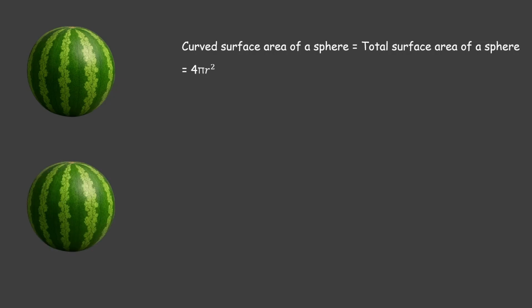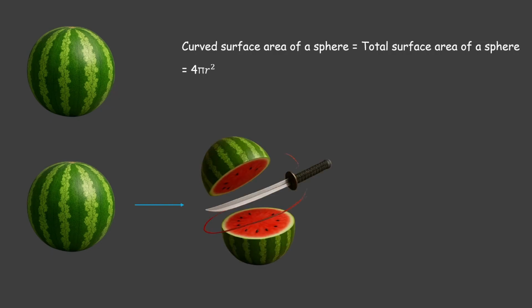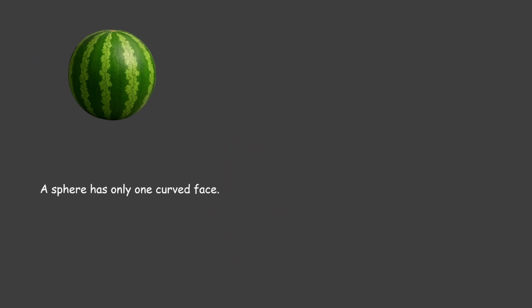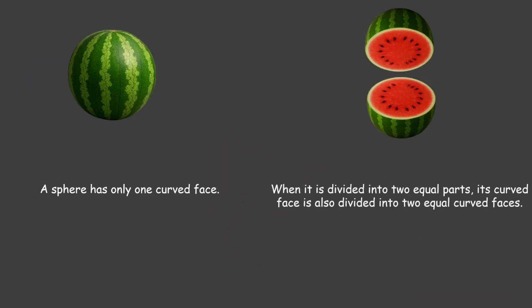But if you take this solid sphere and cut it through the middle with a blade, it gets divided into two equal parts, as shown over here. Each equal part is called a hemisphere, which literally means half sphere. While a sphere has only one curved face, when it is divided into two equal parts, its curved face is also divided into two equal curved faces.